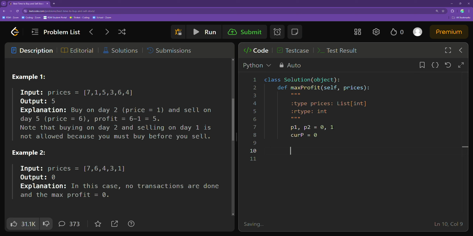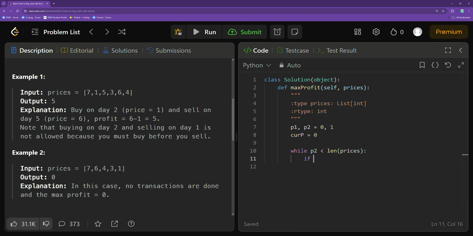And now we'll use a while loop to check that our P2 is still in range. So basically our window is still in the range within our input array. So we'll say while P2 is less than the length of the prices, that means it's still a valid index. Then we can check if we make a profit when buying and selling from these two indices.